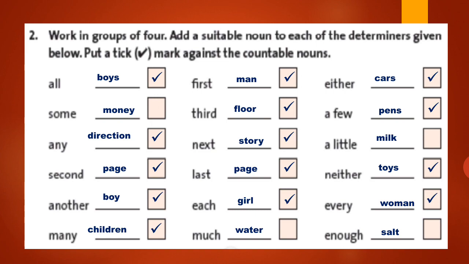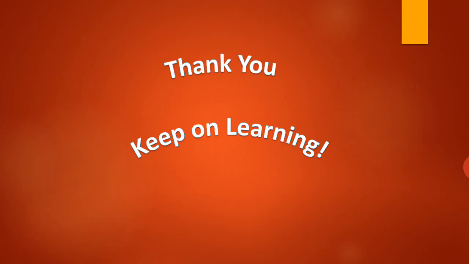So you can see beta, those things which can be counted, we have put a tick mark against them, they are countable nouns. And uncountable, that cannot be counted. So I hope you all will complete your worksheet.